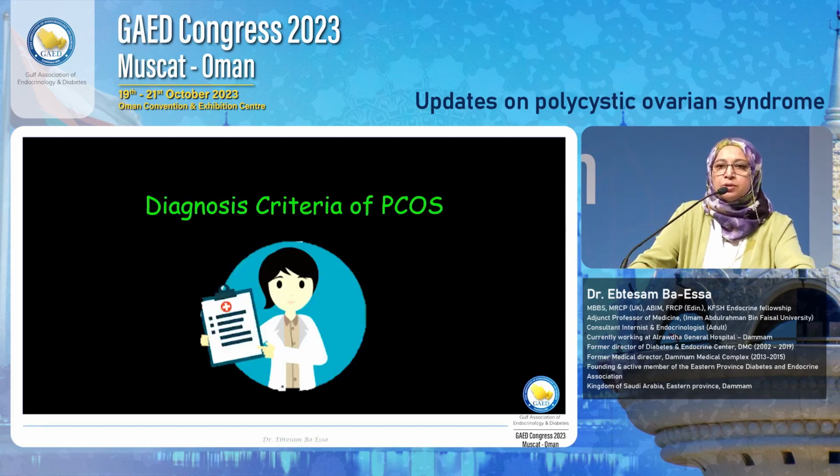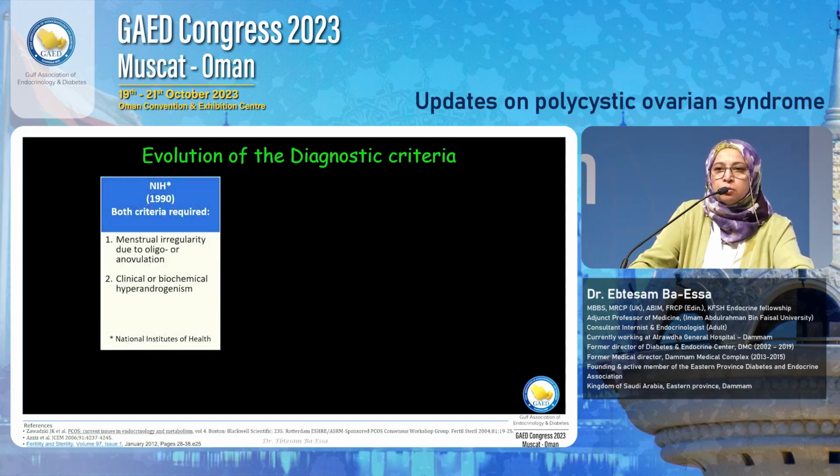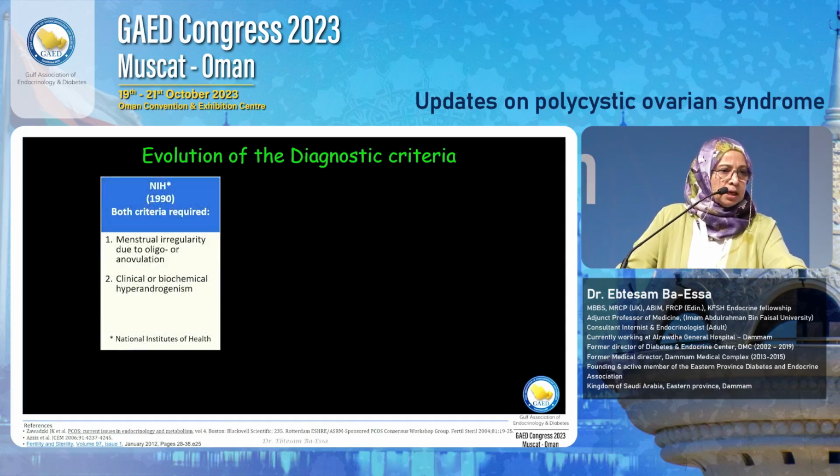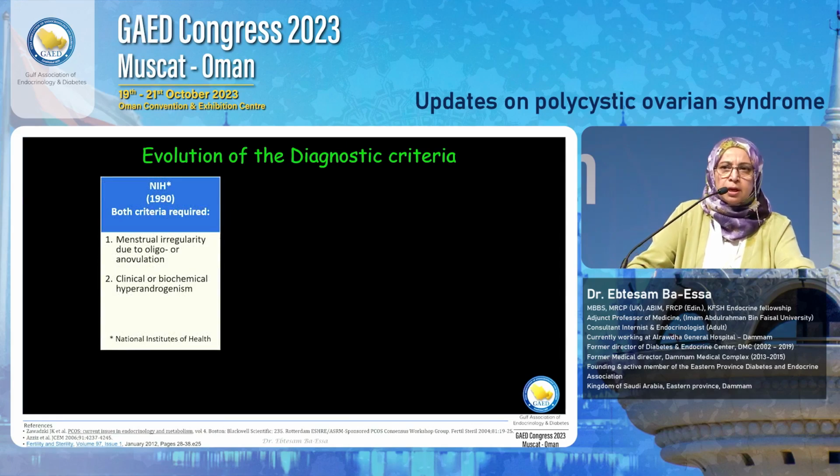So let us now go to the diagnostic criteria. How do we diagnose polycystic ovary disease? This is the evolution of the diagnostic criteria. In early 1990, the National Institutes of Health put 2 criteria and required both criteria to make the diagnosis. This includes menstrual irregularity due to oligo- or anovulation, plus clinical or biochemical hyperandrogenism.